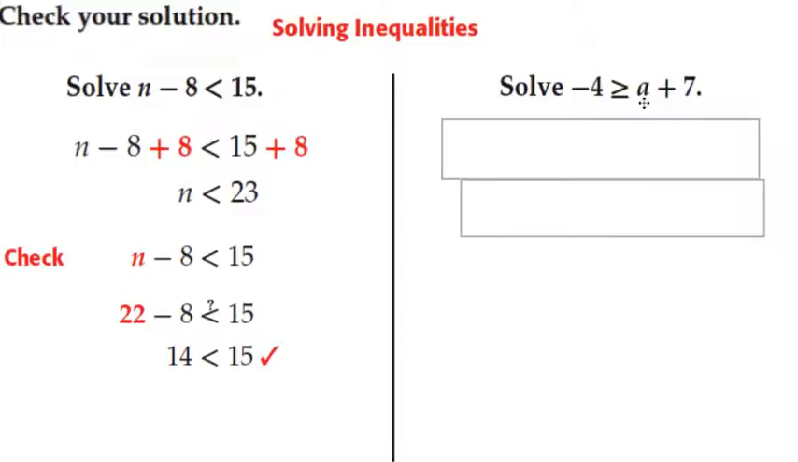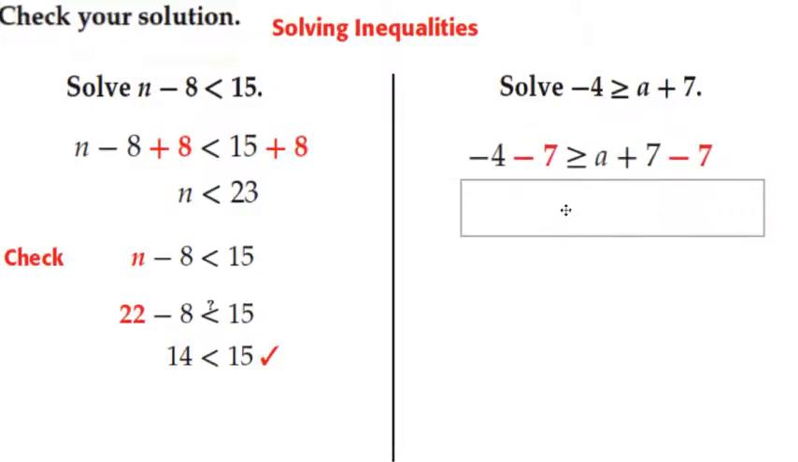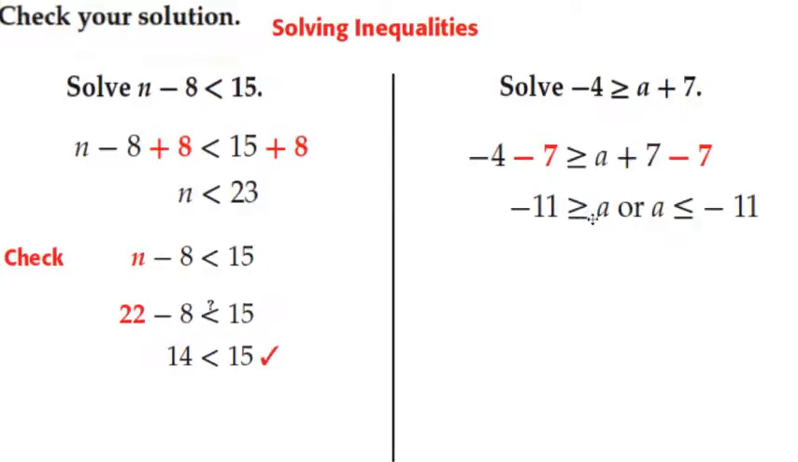Over on the right-hand side, we want to get a by itself, so we're going to subtract 7 from both sides. And we end up with a is less than or equal to negative 11. That's how you would read it either way: negative 11 is greater than or equal to a, or a is less than or equal to negative 11. Be very careful when you're switching the order of these that you keep the arrow pointing in the same direction. Notice that the pointed end is toward the variable and the open end is toward the number. So be very, very careful when you switch those.